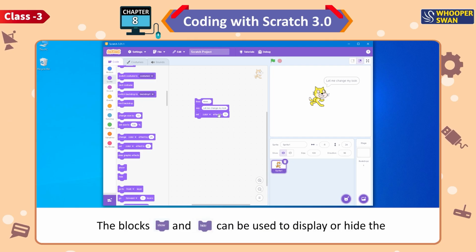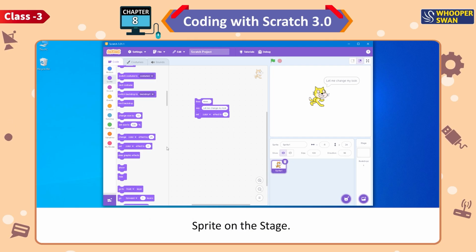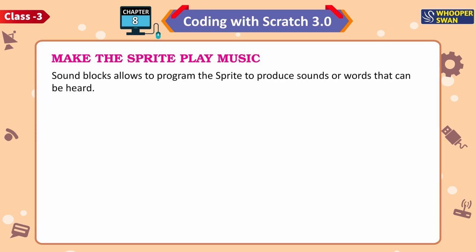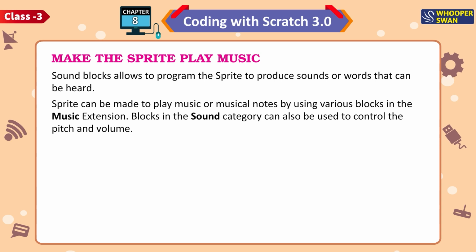The blocks Show and Hide can be used to display or hide the sprite on the stage. Make the sprite play music. Sound blocks allow us to program the sprite to produce sounds or words that can be heard. Sprite can be made to play music or musical notes by using various blocks in the Music extension.